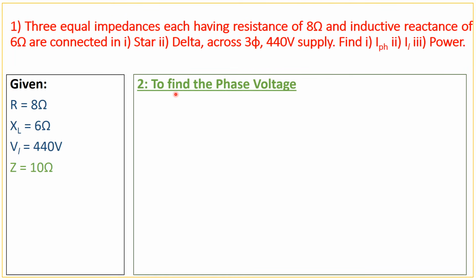The next one is to find the phase voltage. For star connection, V phase is equal to VL by root 3. We know that VL is equal to 440 volt. Therefore, V phase is equal to 440 by root 3, which is equal to 254.03 volt. So it's that simple, direct substitution. So I got V phase is equal to 254.03. Okay, now at this point I want to stress this, students.